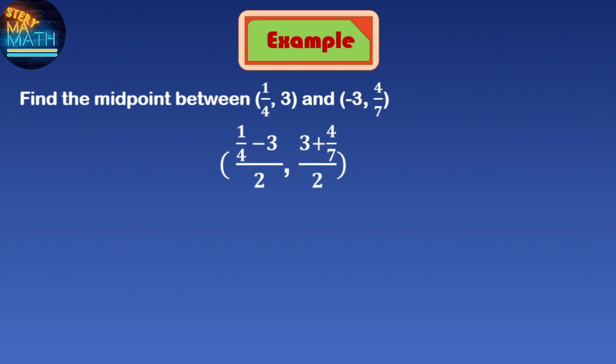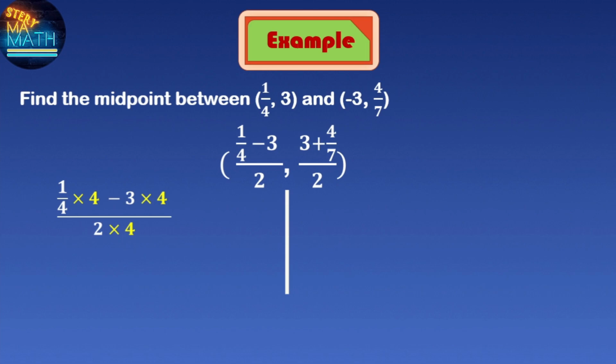Let's isolate to deal with each coordinate separately. The first coordinate, 1 over 4 minus 3 divided by 2. But how can we get rid of the denominator, which is 4? Simply, we can multiply the numerator and the denominator of the whole fraction by 4. So it will be 1 over 4 times 4 minus 3 times 4. This is the numerator. We multiply the numerator by 4, and similarly we will multiply the denominator by 4. It will be 2 times 4.